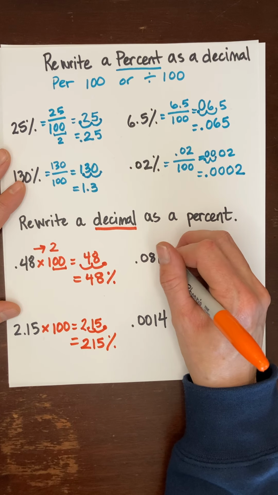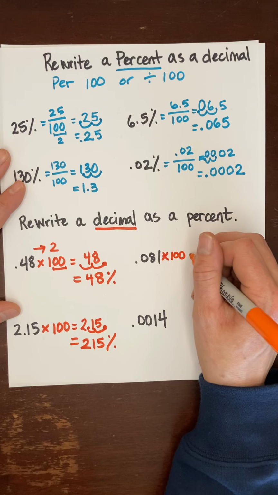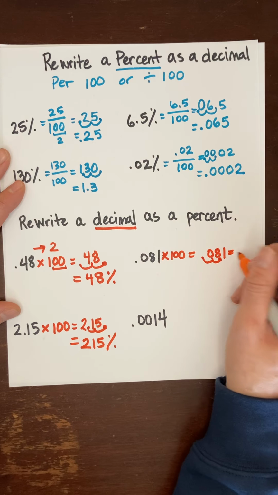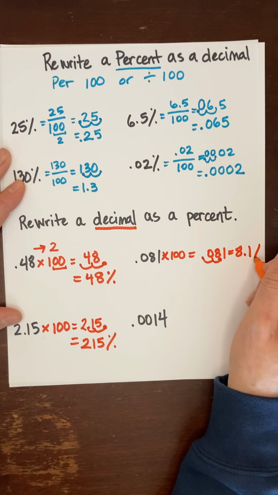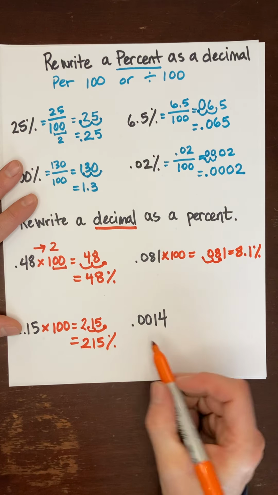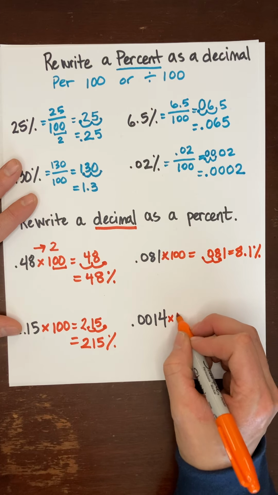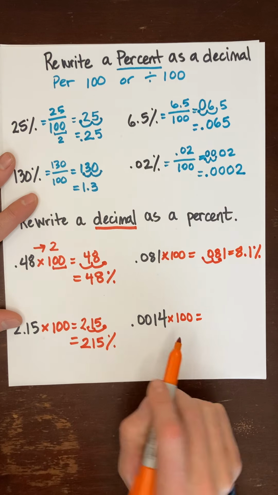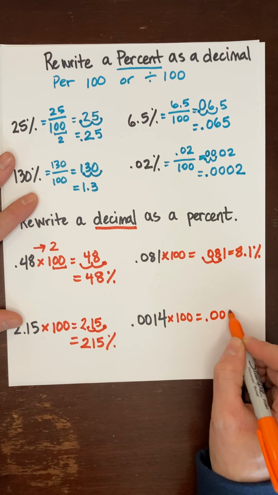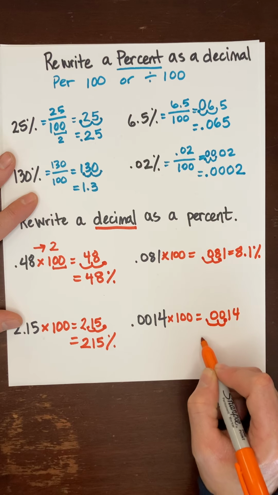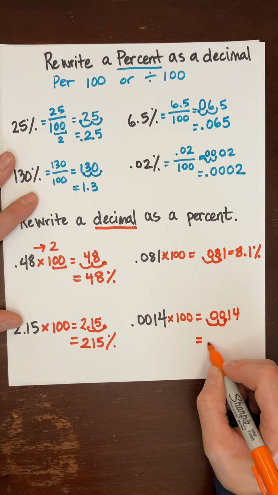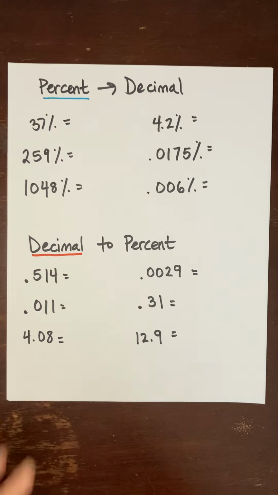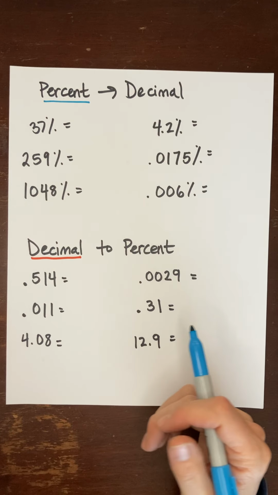0.081 times 100. So 0.081, let's move our decimal 1, 2. 8.1%. And our last example, again, we always multiply by 100 every single time. We're going to move our decimal to the right 2 places. So 0.0014, 1, 2. Our final answer equals 0.14%.